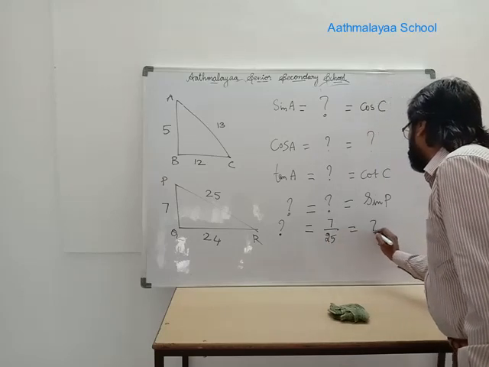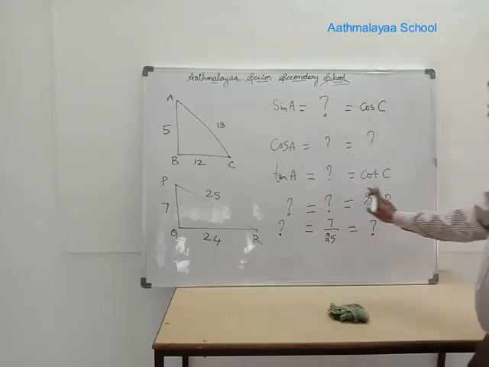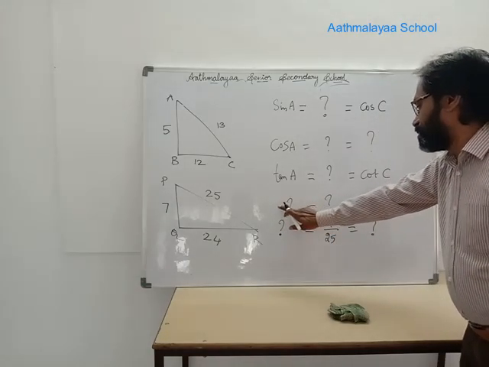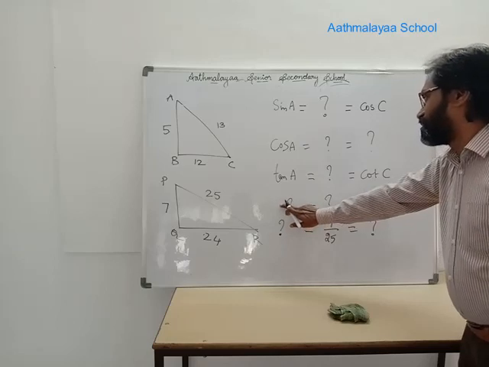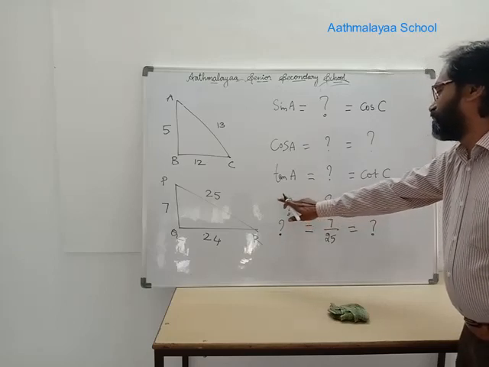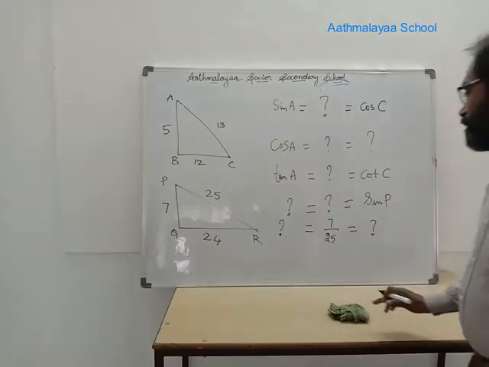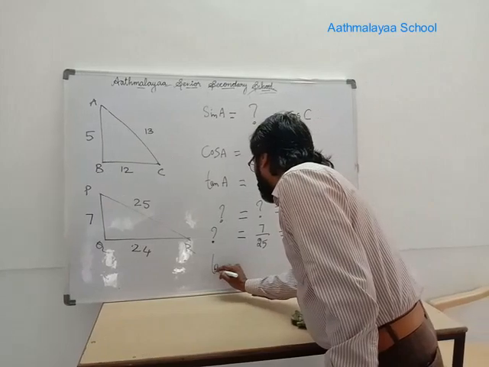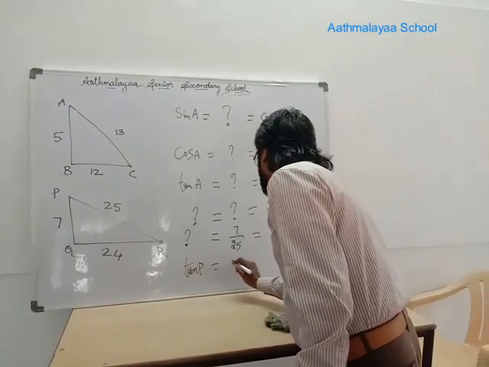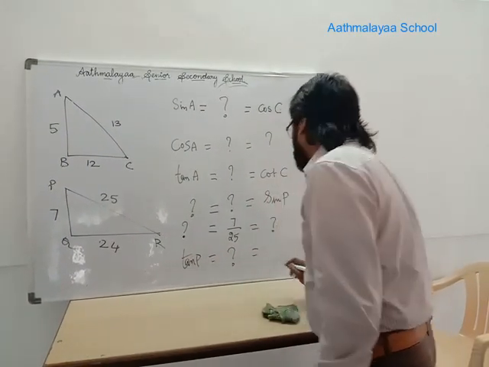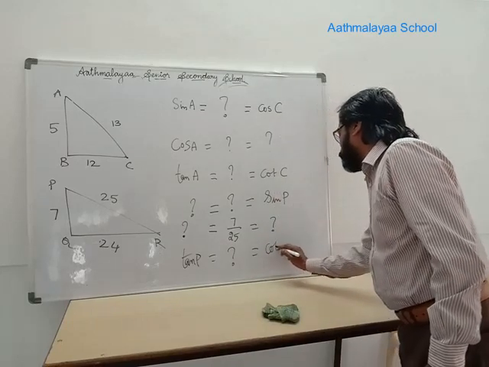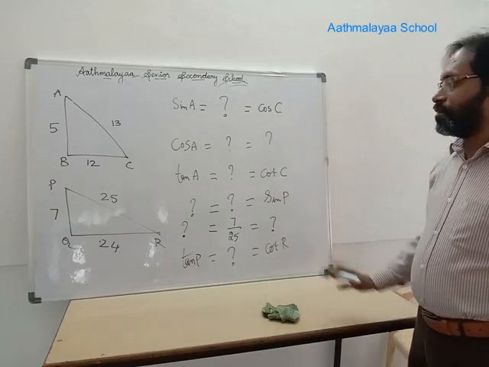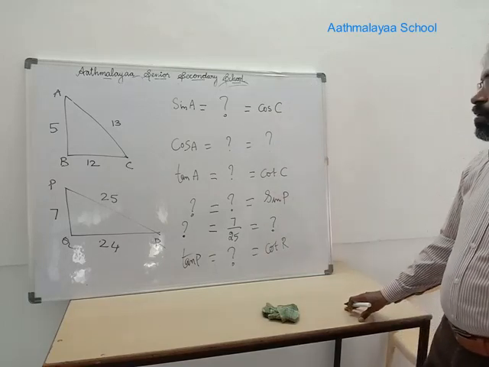Is equal to what? Both the names should be different. If it is sin P, you should have something else. Yes, it should be cos R. Okay. Right. The third one, tan P equal to question mark, equal to cot R. So you fill this and submit your answers. Okay, that's today's task. We will continue tomorrow, the remaining class.